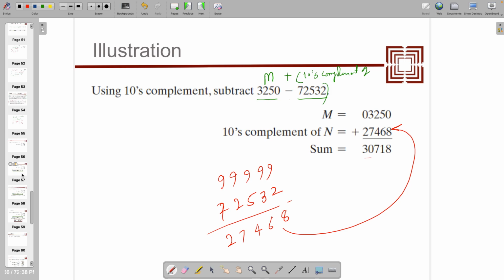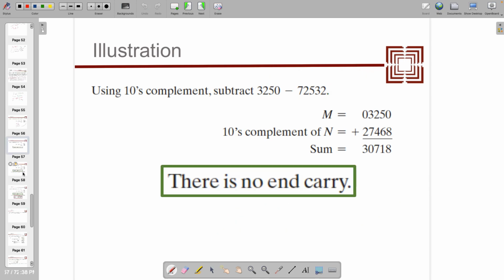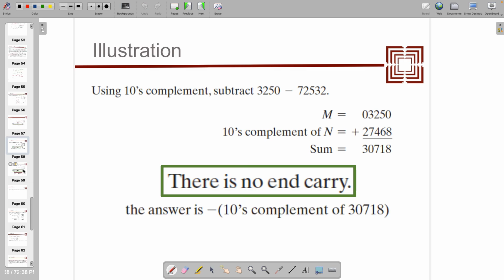Sorry, I made a mistake. There is no carry. If there is no carry, then it has to be minus. If there is no carry, then you are going to make the answer minus of the tens complement of whatever number you got. So what is the tens complement of this one? Right? Because of decimal it looks pretty long, but for binary it will be easier for my computer.